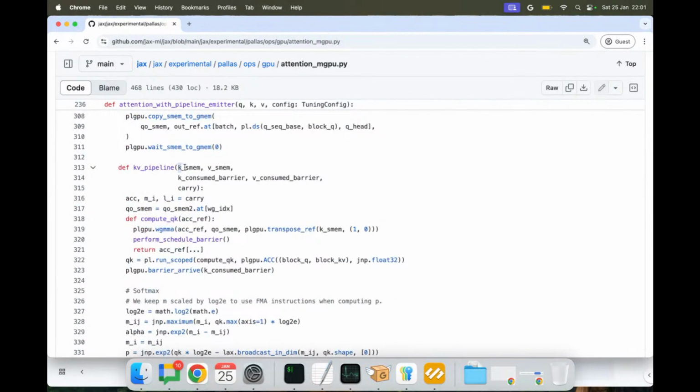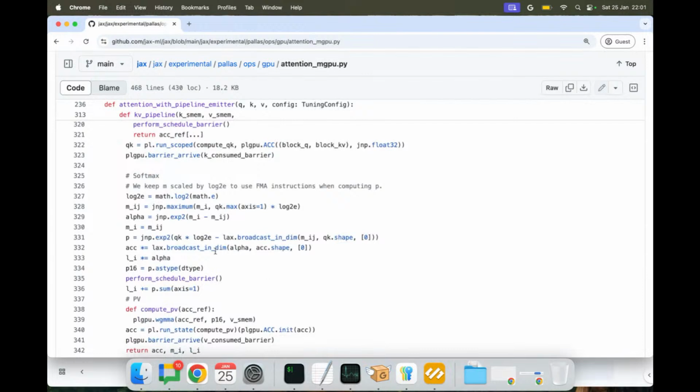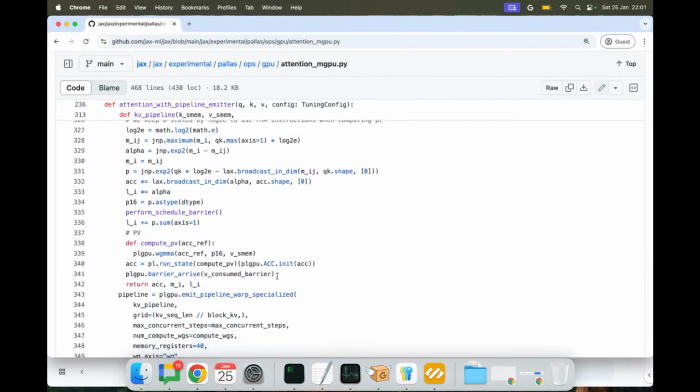In the KV pipeline, you just get K SMEM and V SMEM, and you just know they're there. You don't even have to wait for them. The only thing you have to do is arrive, to indicate that you're done reading them, so that they can be overwritten with the next thing you'll want to access.